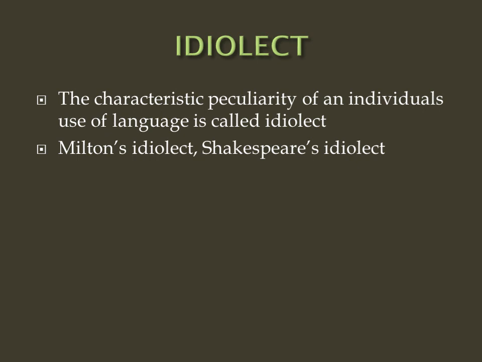It is for that particular individual only. When another person uses it, there will be some amount of invariable differences in the way the second person is going to use it. So the I of an idiolect can be related to the I of an individual. The individual's use of a language is called idiolect. For example, Milton's idiolect or Shakespeare's idiolect, Chaucer's idiolect, and the like.